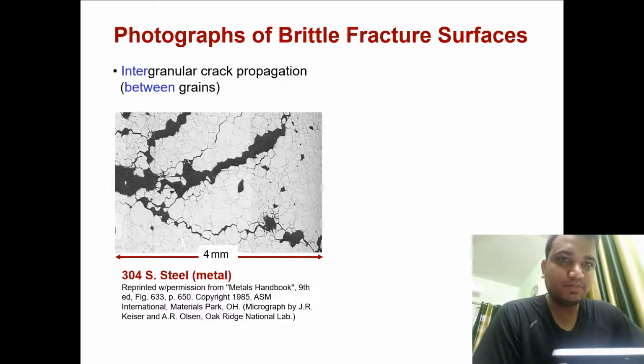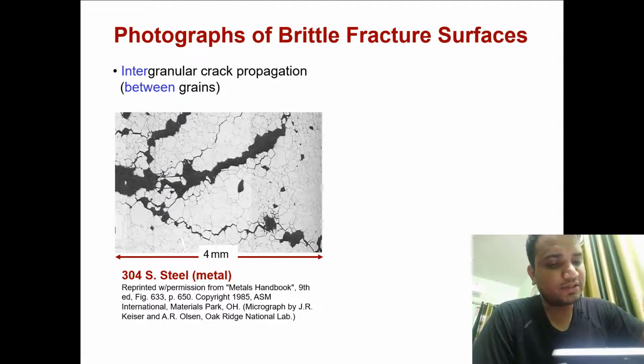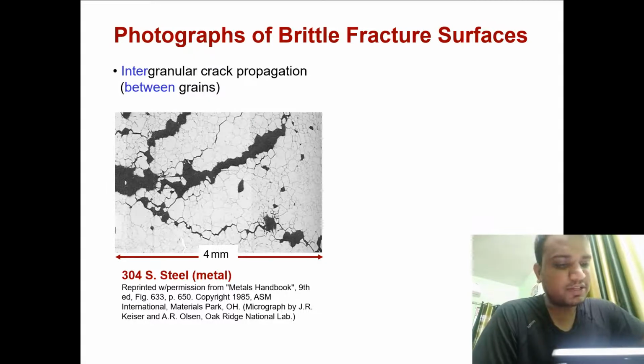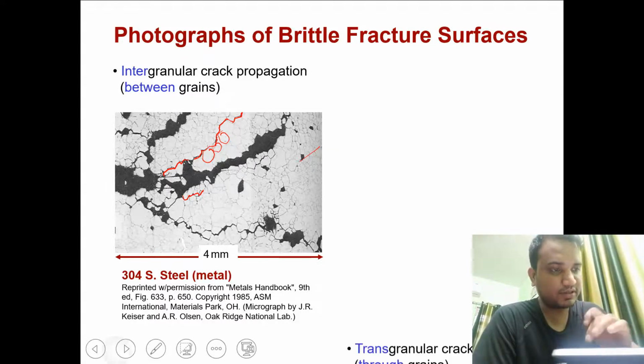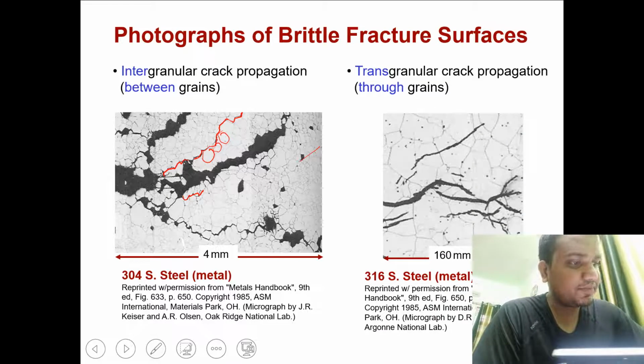Yeah, some more pictures of brittle fracture. So basically you can see this is the specimen and these are the grains, right? These are the grains, and you see this is the grain boundary where the fracture is happening. So this is called intergranular. Okay, between the grain.